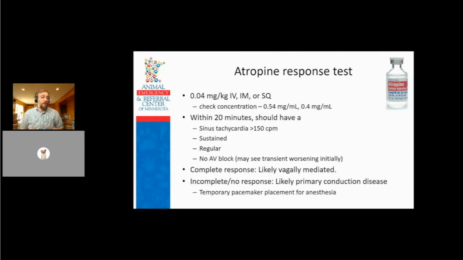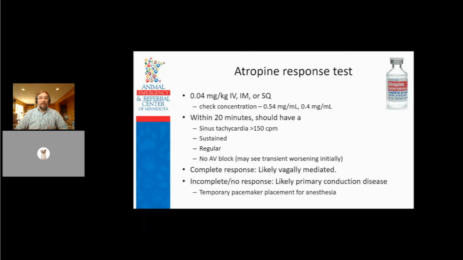A lot of times it's within 2 minutes, but even with IV, I still say, okay, you have up to 20 minutes to respond. And a normal response is greater than 150 beats per minute, sustained, regular, with no AV block. So if that happens, I consider that a normal response.